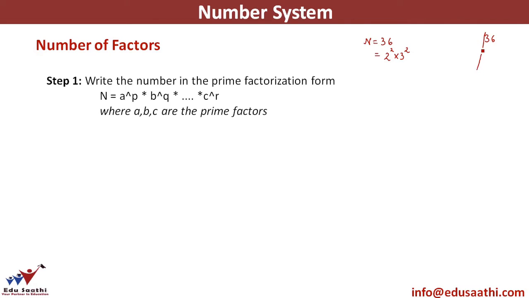I hope you know this, but when I divide it by 2, I'll get 18. Again divide it by 2, you'll get 9. Divide 9 by 3, you'll be left with 3, and again 3 by 3, you'll get 1.